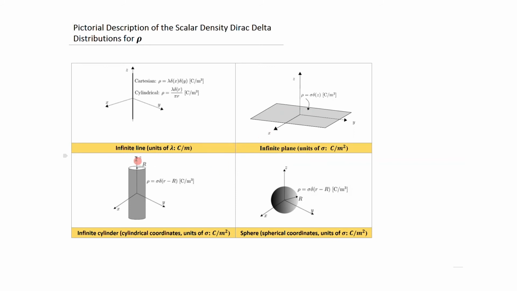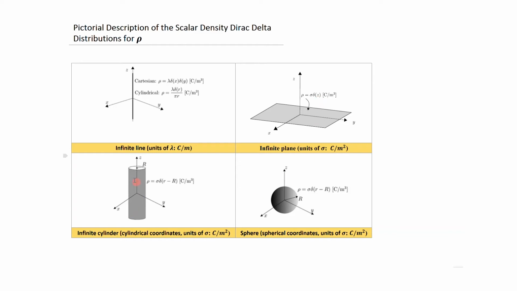All right, infinite line, I could write it in Cartesian coordinates as lambda delta x delta y, or in cylindrical coordinates as lambda delta r over pi r, r of course being the radius parallel to the xy plane. If I'm dealing with a planar surface, this would be sigma, which is a surface charge density. This lies right on the xy plane, which means this is basically delta of z.